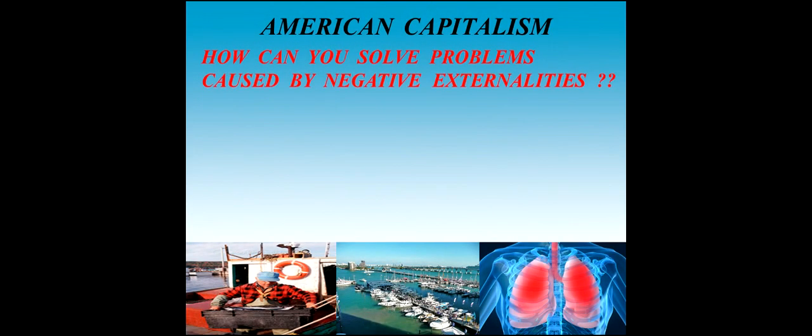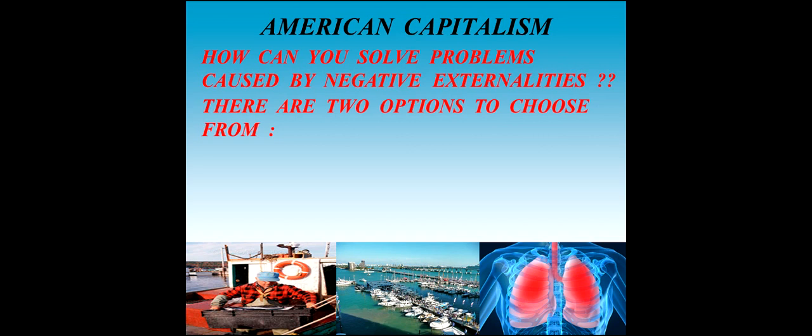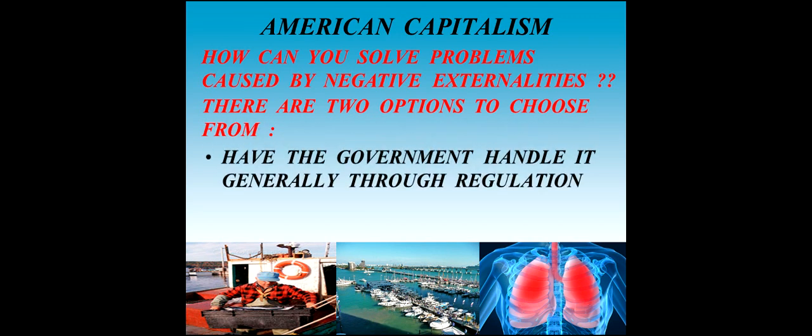Okay, so I've given you two pretty simple and pretty clear examples of negative externalities, negative side effects from the production of some goods and services. So how can we go about solving the problems caused by these negative externalities? There are only two options to choose from in approaching problems created by negative externalities. Here's the first option that's available to a society. It's to have the government handle trying to eliminate or change the negative externality, generally through some form of regulation.